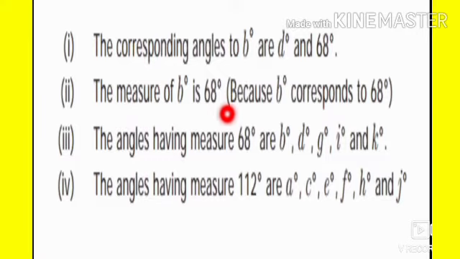Write down: the corresponding angles to B degree are D degree and 68 degree. The measure of B degree is 68 degree because B degree corresponds to 68 degree. The angles having measure 68 degree are B degree, D degree, G degree, I degree and K degree. The angles having measure 112 degree are A degree, C degree, E degree, F degree, H degree and J degree.